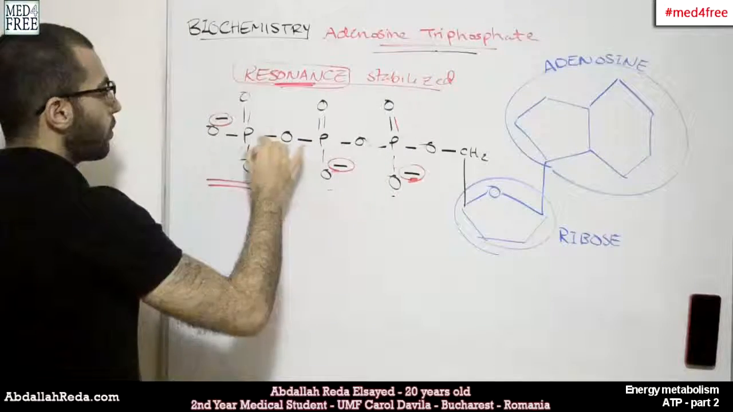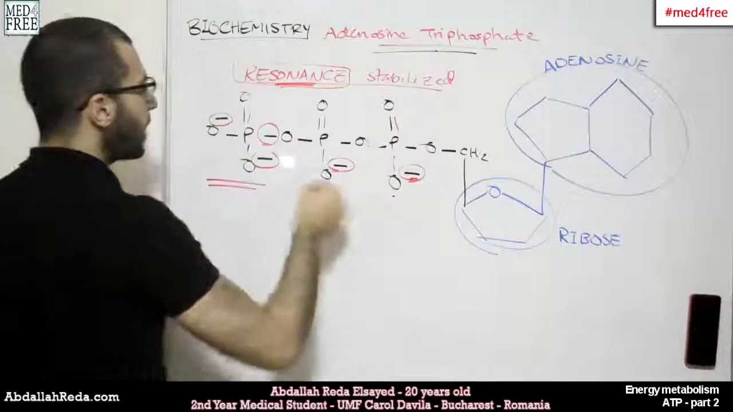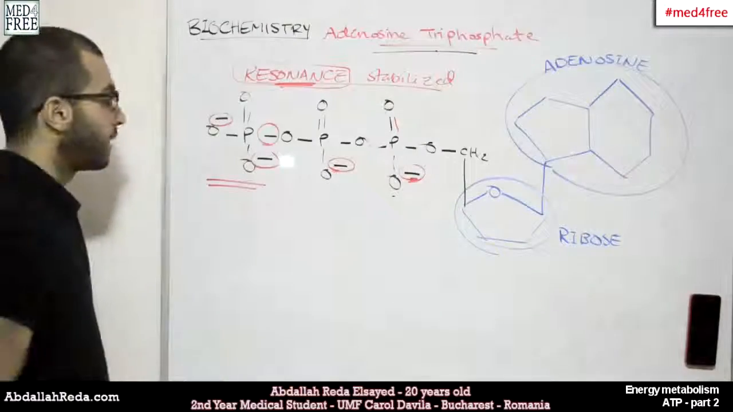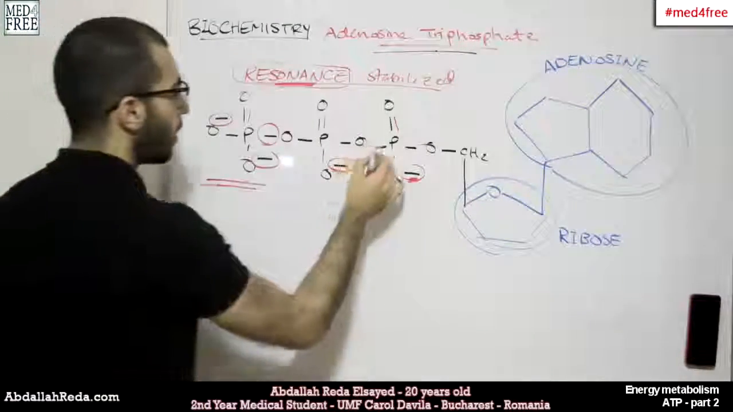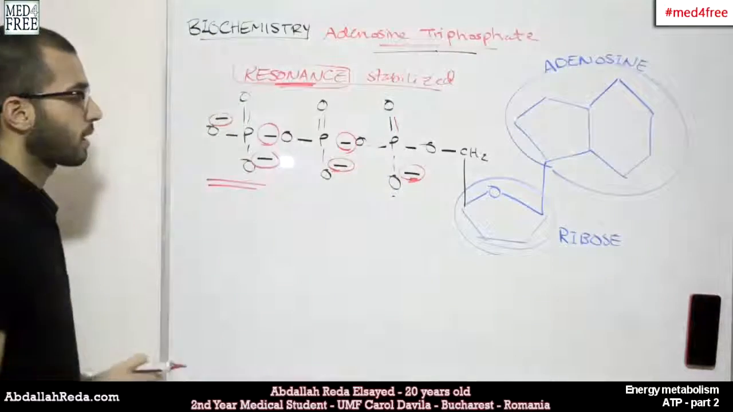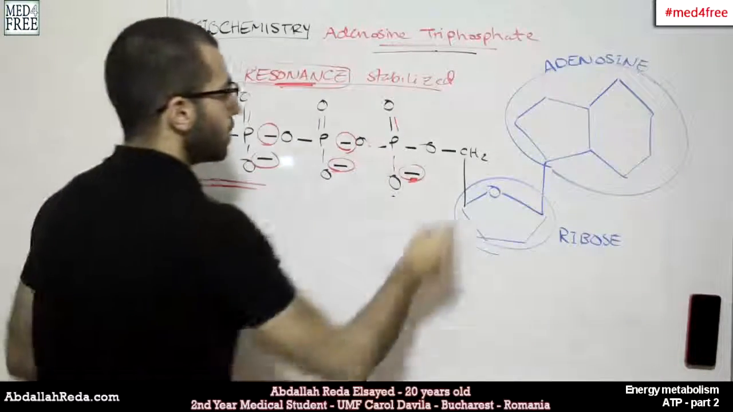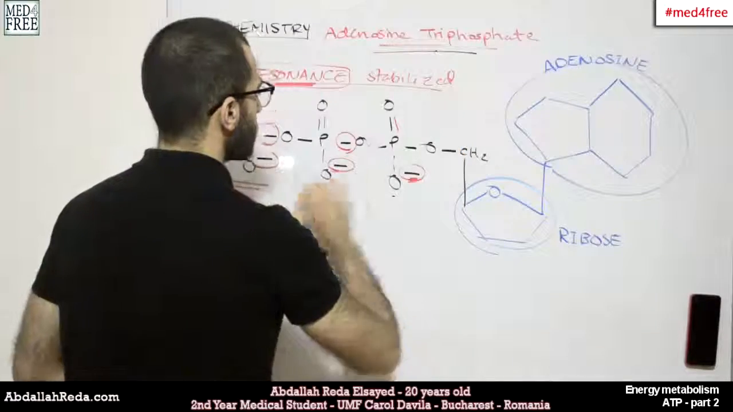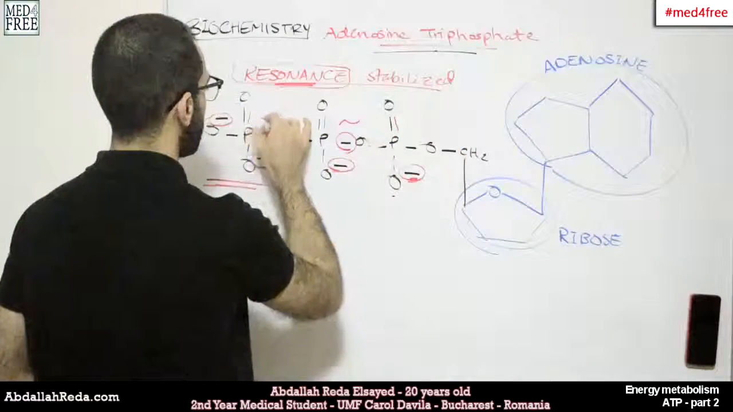So the macroergic bonds that are going to be broken are these bonds right there, and we refer to them with a squiggle like that.